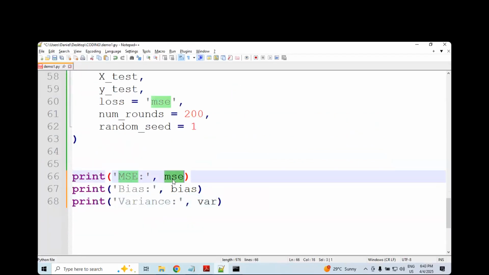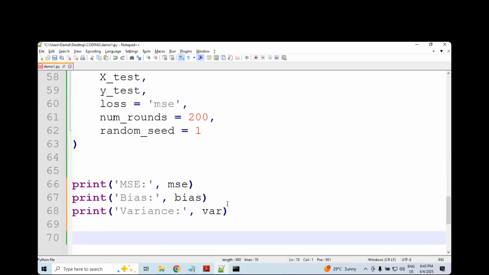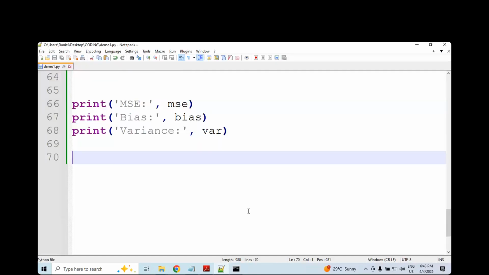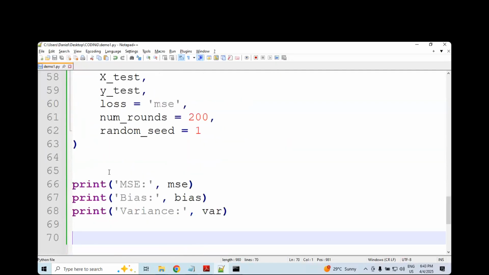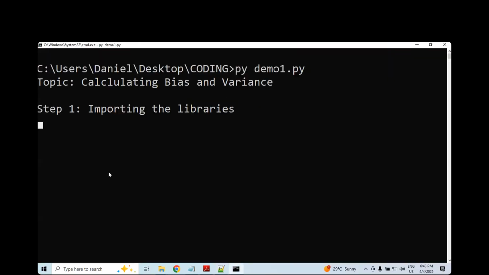MSE value you can identify. Bias value you can identify. Variance value you can identify. Good, let us try to maintain some social distance. Check this one.